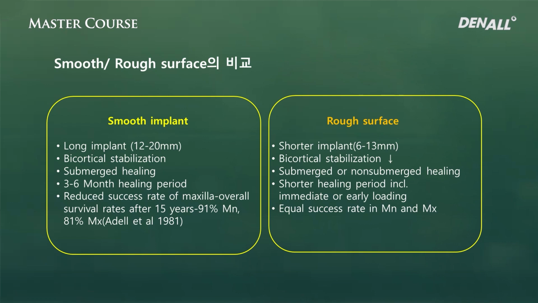In the past, the success rate between upper and lower differed by about 10%. If you look over here, it is 91% and 81%. However, with the dawn of rough surface, the success rate between upper and lower are very similar.